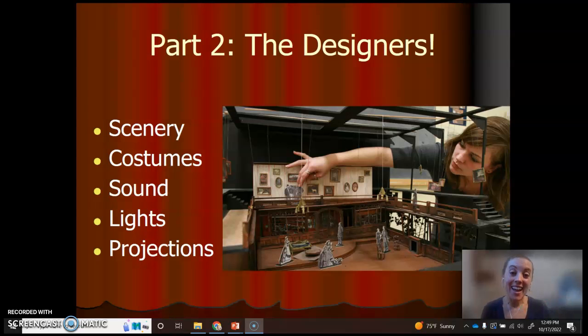Hello again. Now that we've talked about the objectives of each of the designers, now we're going to talk about the designers themselves and what they do. So our main designers are scenery designers, costume designers, sound designers, lighting designers, and sometimes projection designers. So what does the scenic designer do? Who is the scenic designer?